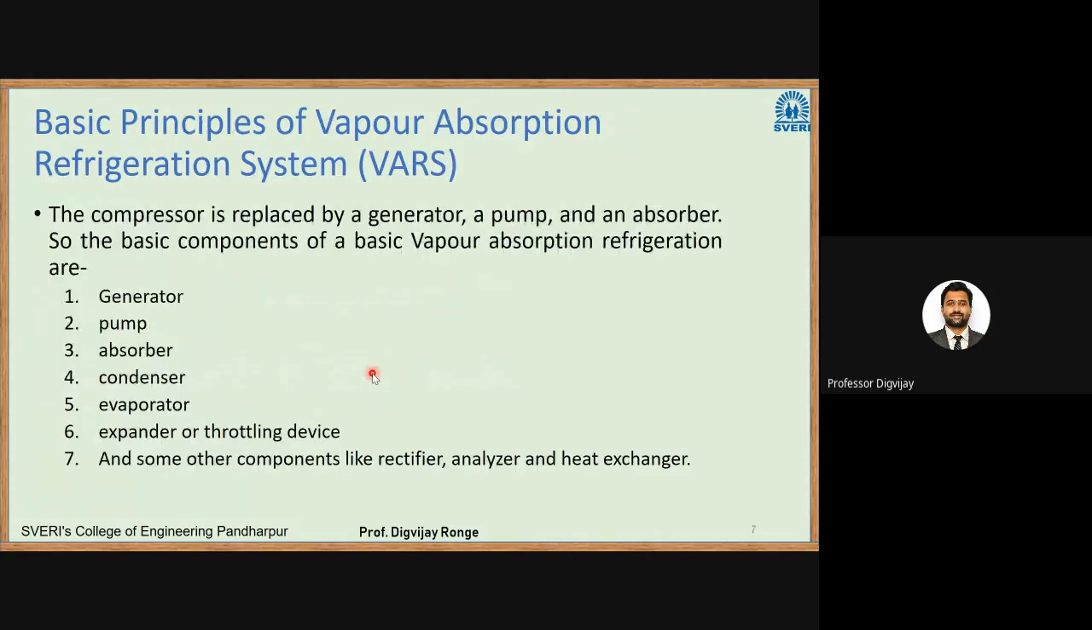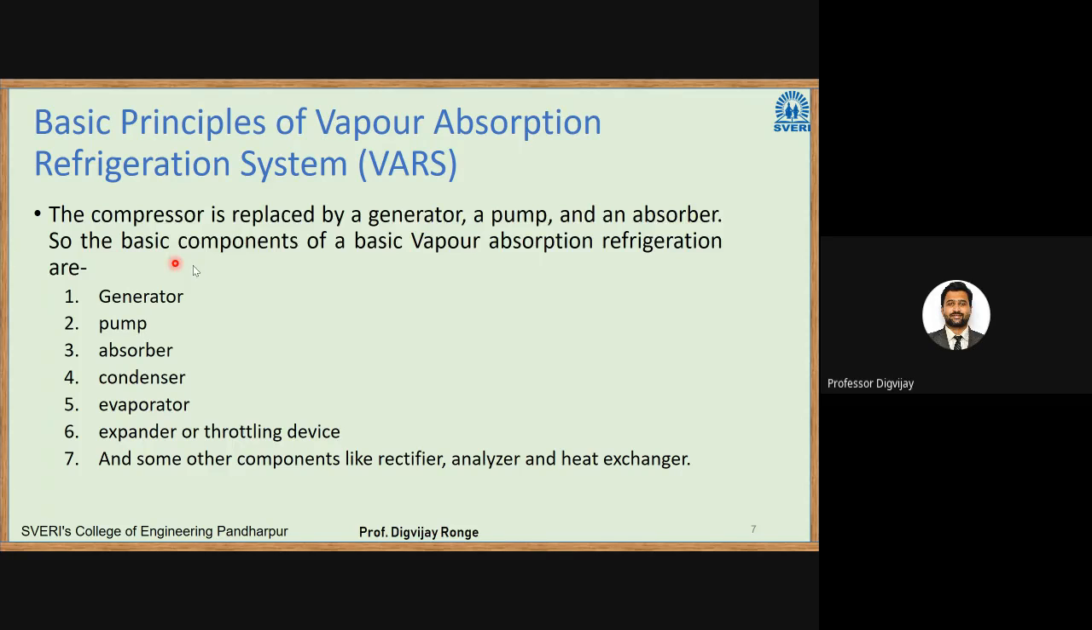Okay, so we'll see what are the basic principles of vapor absorption refrigeration system. We'll see what are the components involved in a simple VRS system. First we'll see a simple one, then we'll see a practical VRS system. The compressor is replaced by a generator, a pump, and an absorber.